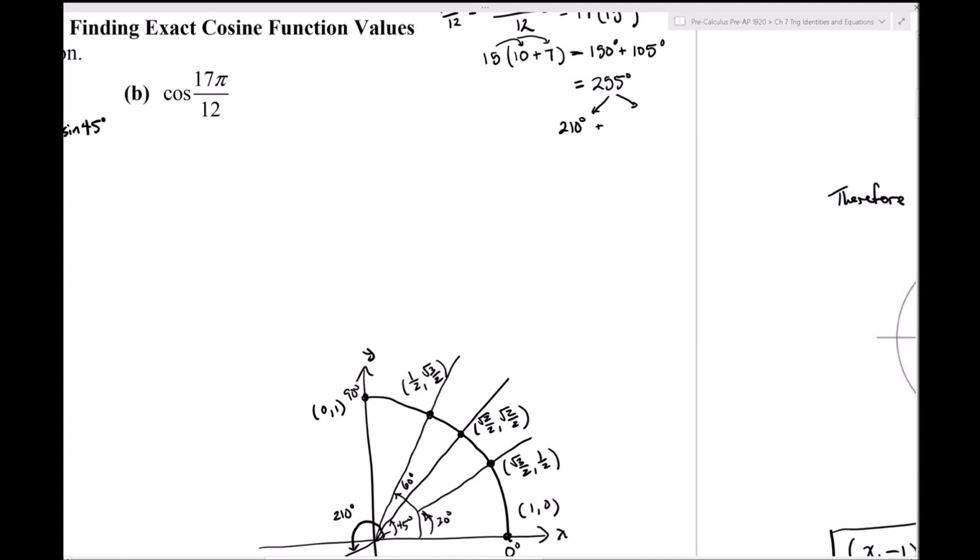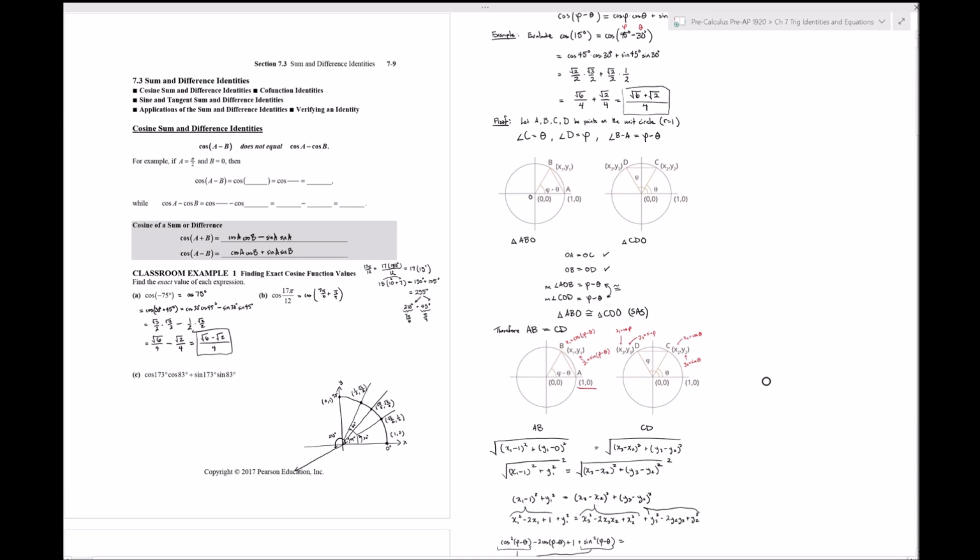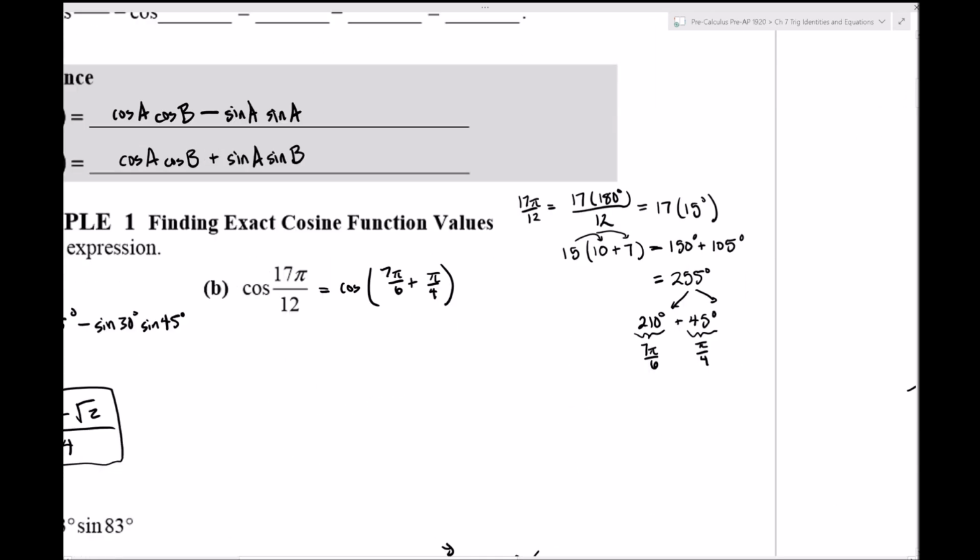Plus, what makes 255 from 210? 45? And 45 we already understand very, very well. So 210 plus 45 degrees. And that's how I'm going to do this. Now 210, if you remember this on the unit circle, is 7 pi over 6. And this one, of course, we got to remember is pi over 4. So that's what I'm going to write in here. Cosine of 17 pi over 12 is the same thing as cosine of two angles added together: 7 pi over 6 plus pi over 4. That's what we have so far.